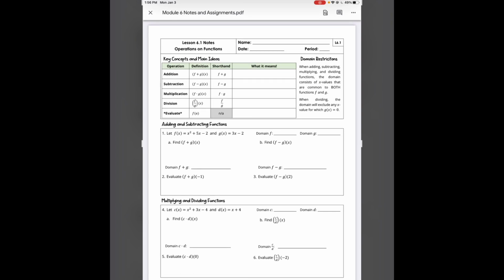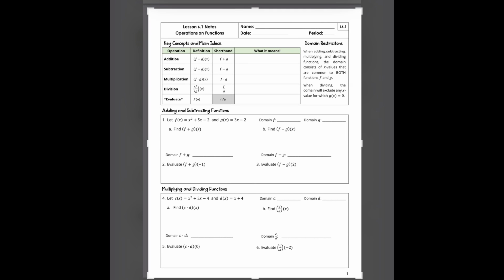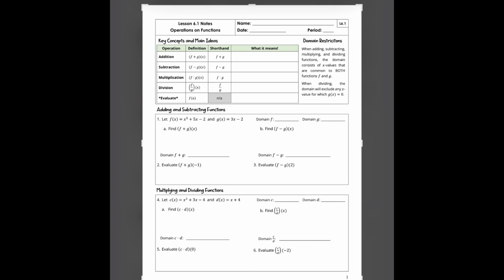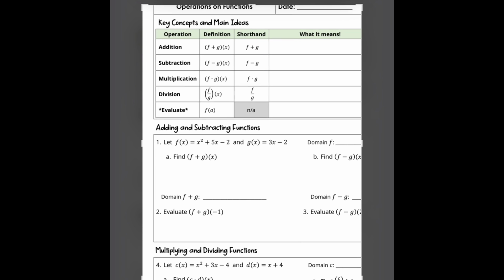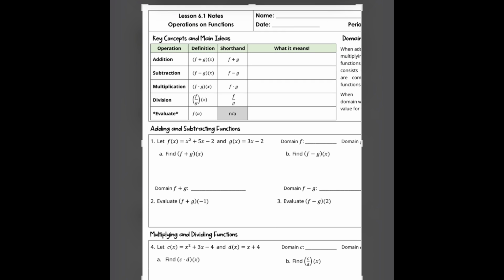All right, everyone. So today we're going to be talking about 6.1, which is going to discuss operations on functions. So the key concepts and main ideas here are we're going to be adding, subtracting, multiplying, and dividing functions. So it's important that you know what it looks like when they're asking you to do these different things. They may say f plus g, or they may say it as f plus g and then parenthesis x. So what that means is you're adding the functions together. So like f of x plus g of x, these two functions added together.